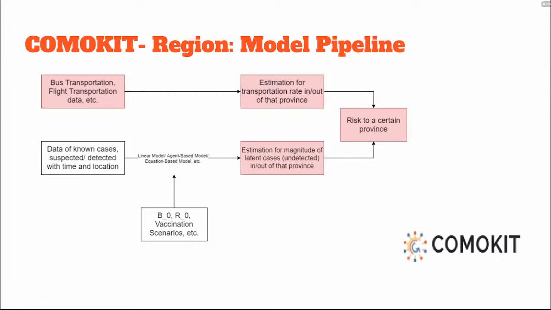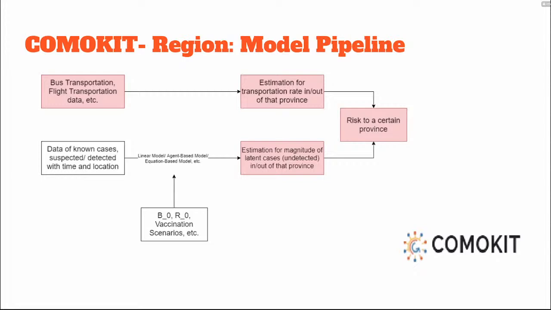We collect the bus transportation data and flight transportation data, and we use that to build models that estimate the transportation rate. There are various different methods to build these models. The simplest way is to use the bus transportation data directly, and that itself is an estimation for the transportation rate. Of course, you can include a bunch of other features, and you can use a linear model, a neural network, etc., to build the predictor for that. But for starters, we just use the raw bus transportation data as an estimation of the transportation demand.